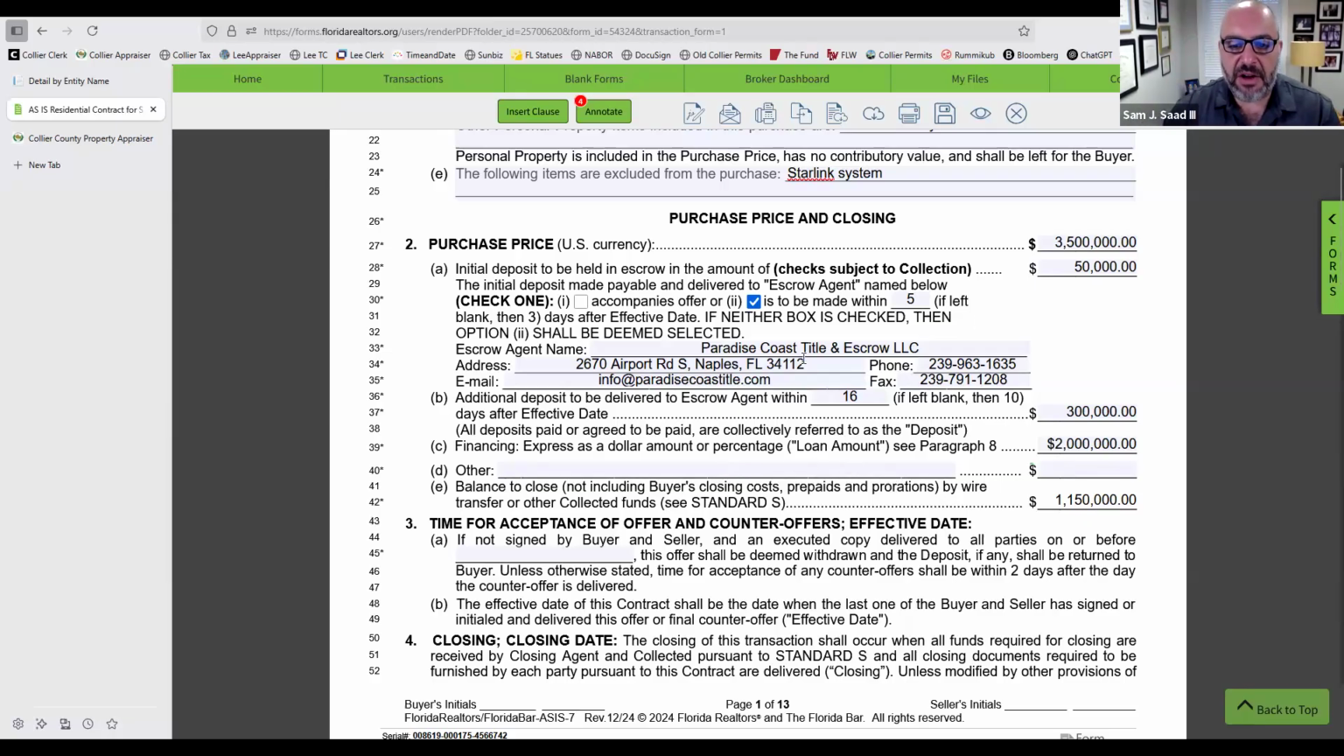So this is how you fill out. Don't forget your escrow information. Paradise Coast Title and Escrow is going to handle the closing for the buyer LLC. Don't forget your address, your email address, and your phone numbers. These are required for realtors to put in the contract by Florida Administrative Code. So don't skip that, or you're going to be in violation of Florida law.